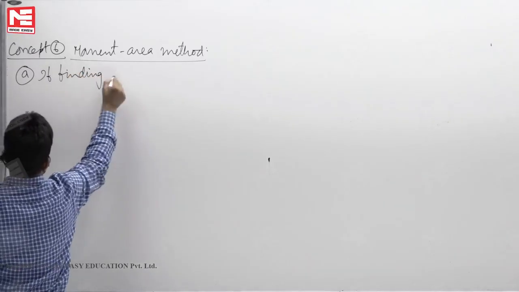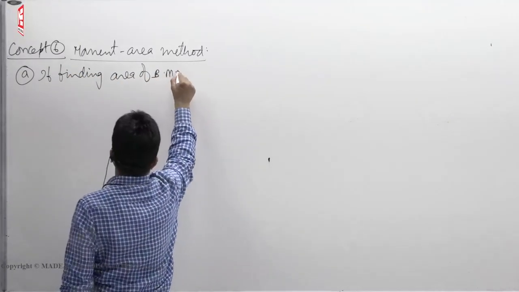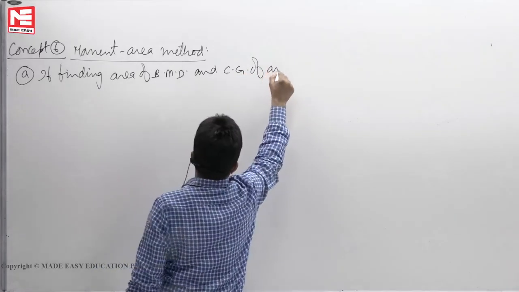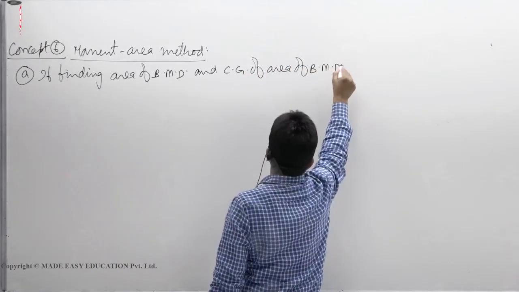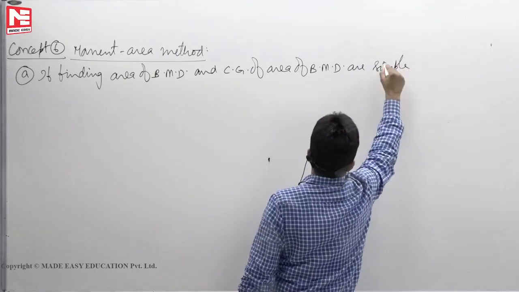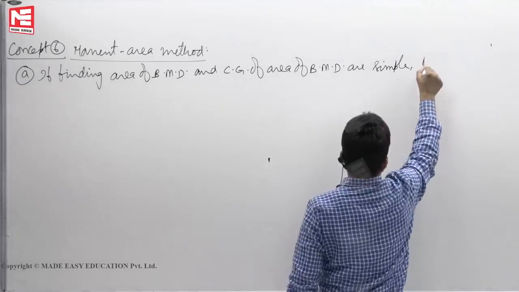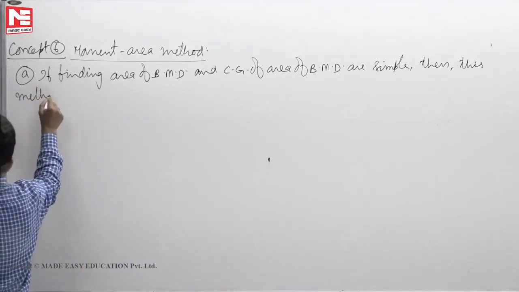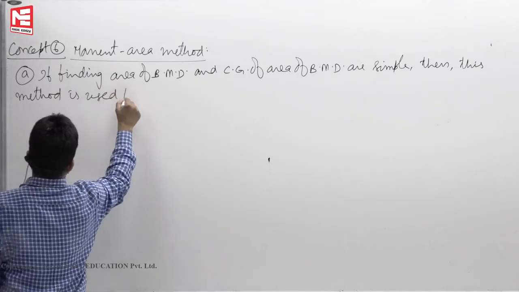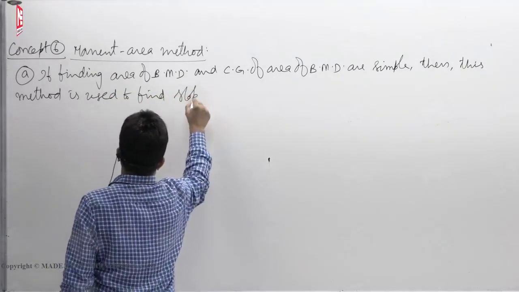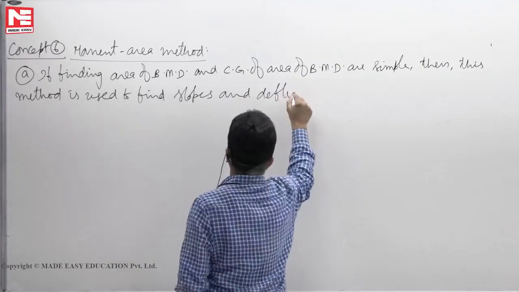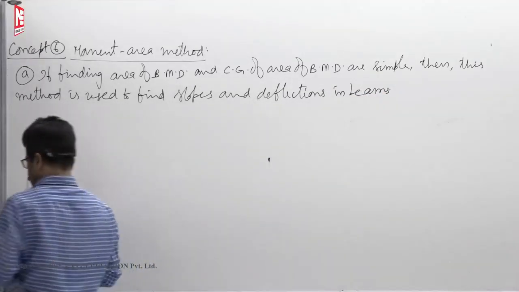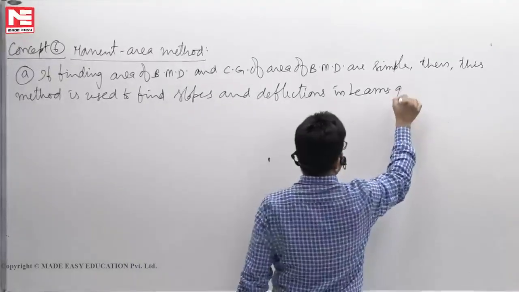If finding the area of bend moment diagram and the CG of the area of bend moment diagram are simple, then this method is used to find slopes and deflections in beams quickly.